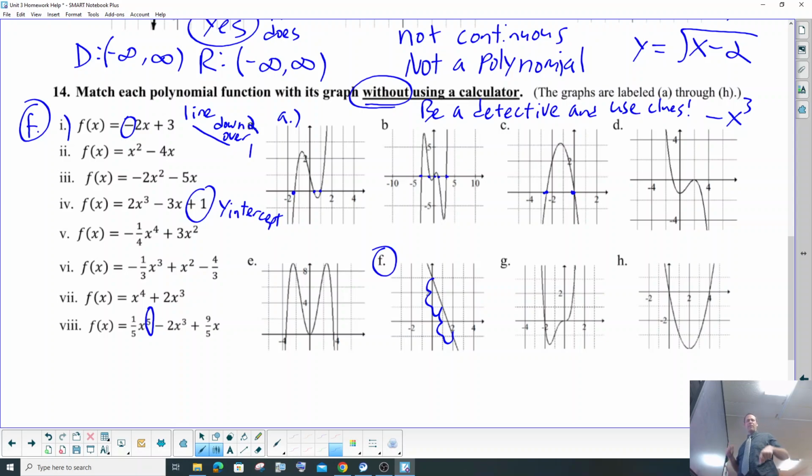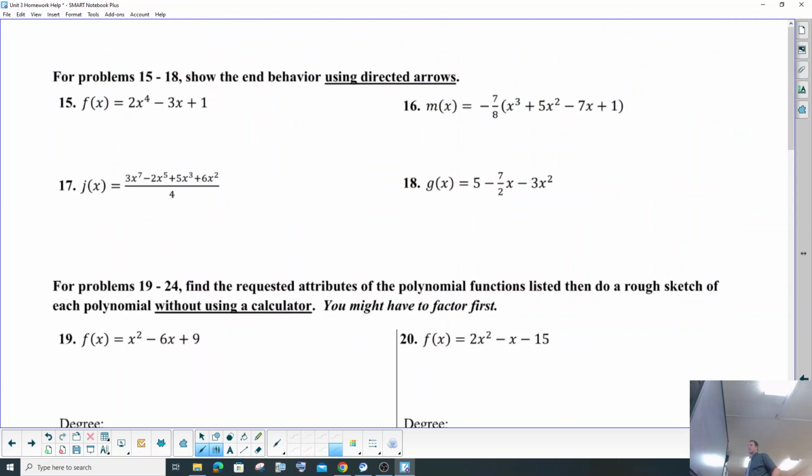Is it going end behavior? Look at the end behavior. Looking at the end behavior, looking at the leading coefficient as well as the degrees will definitely help you. So thanks for looking at that.